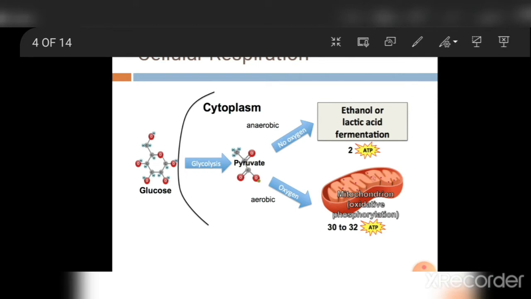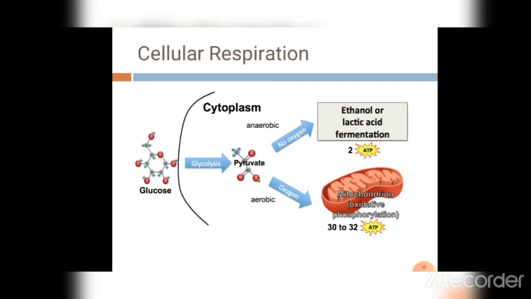Actually, cellular respiration takes place within a cell. That means after digestion, the end product, glucose, reaches its target cells. This glucose undergoes the process of glycolysis, and as a result of glycolysis, pyruvate is formed. The process of glycolysis takes place within the cytoplasm of a cell. And what happens to this pyruvate?